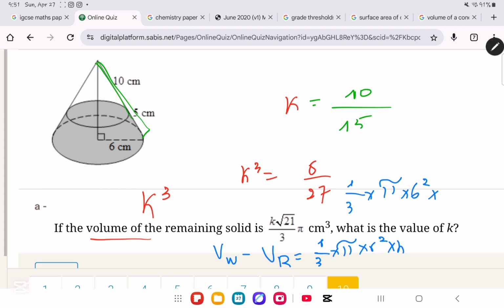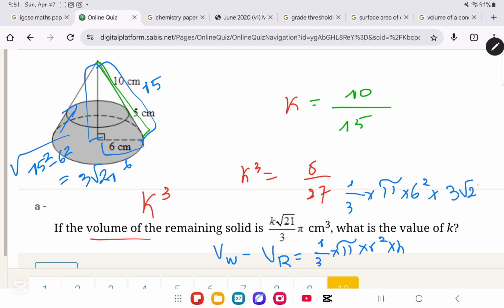Very simply, to find the height h, you will need to take this height over here. To find this height, we can apply the Pythagorean theorem. We know this is 15, this is 6 over here. So this will be radical 15 squared minus 6 squared. It's going to give us 3 radical 21. So times 3 radical 21.